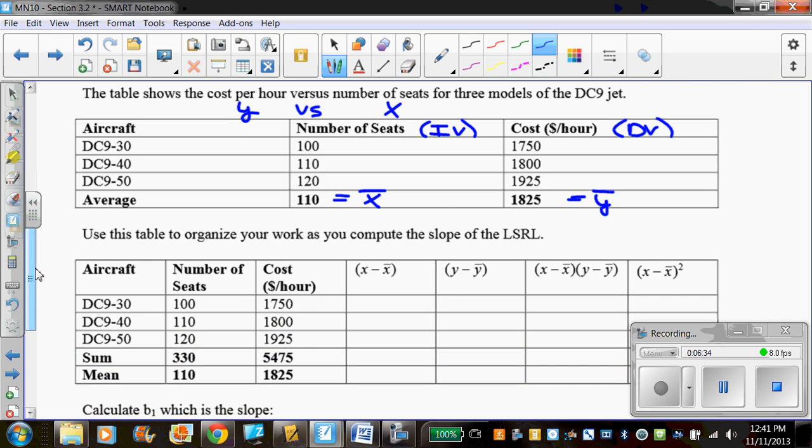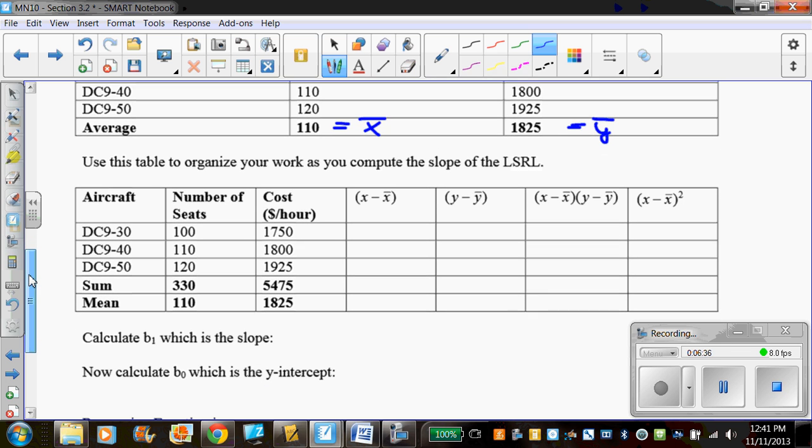Notice it only has 3 points of data. That's for your sanity and mine, because this is obviously something we don't do very often. But again, it's behind the scenes of what your calculator is doing, which is important understanding. Okay, so use this table to organize your work as you compute the slope of the least squares regression line.